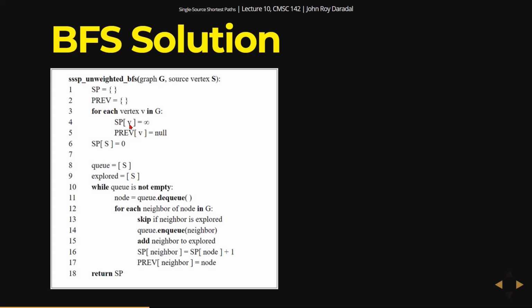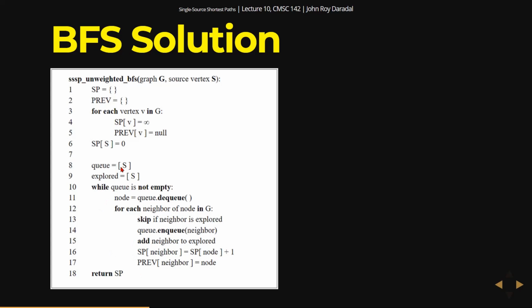So initially, all vertices will have infinite shortest path, and then the previous, which would be used for the actual shortest path, like the backtrace, would be set to null. Okay, and then the source would be initialized to 0. And then this part here is just your basic BFS, right?